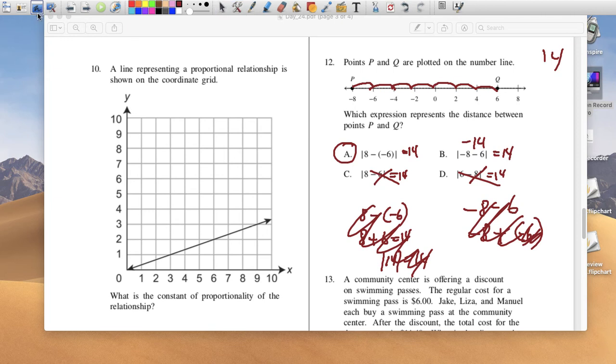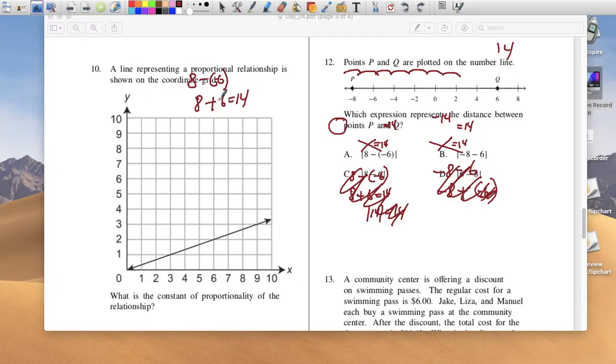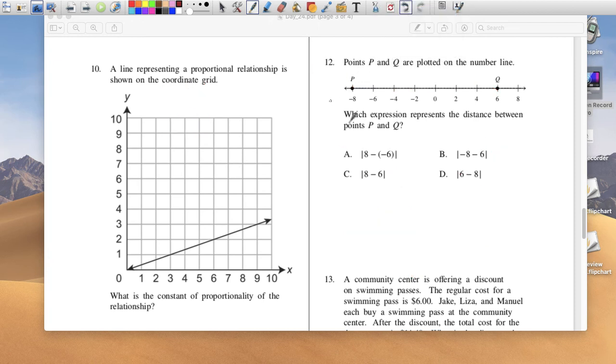Huh. Hang on a second. Let me check. Well, the answer is B, but I don't know why it's not A as well. So, they both equal 14. So, which expression represents the distance between P and Q? This is 14, and this is also 14. So, unless they messed up, if you got A and B, I would have been okay with that. Although, on the test, you can't put A and B. So this one, hopefully they realize it was a mistake that they made.